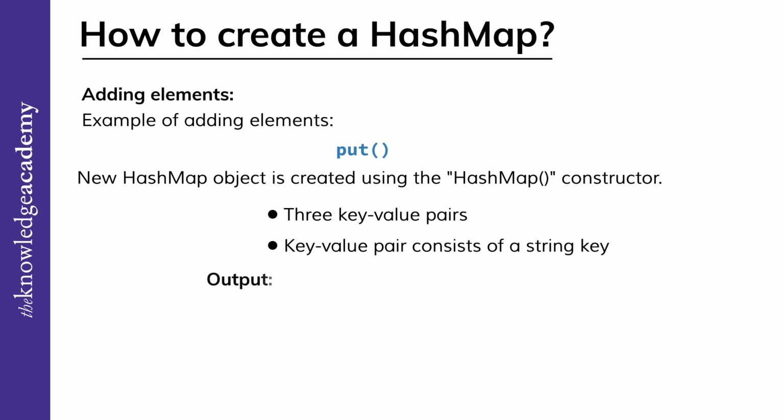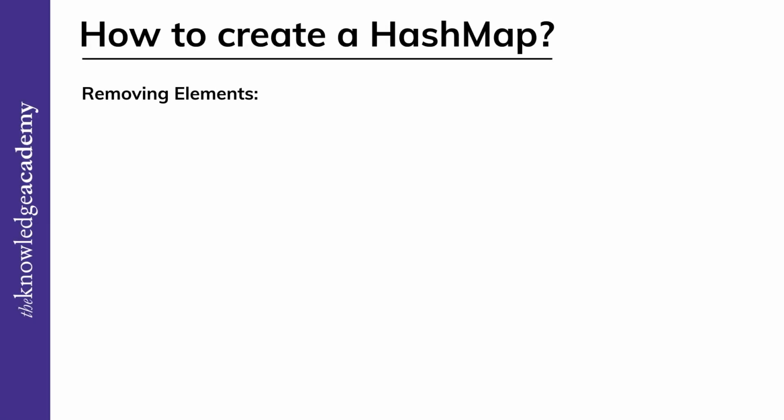So the output would look like apple=1, banana=2, orange=3. This shows that the elements were successfully added to the map using the put method in Java. Removing elements.